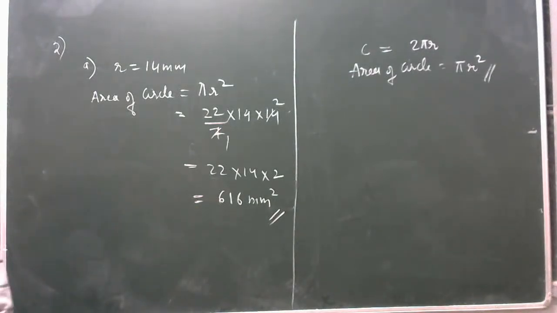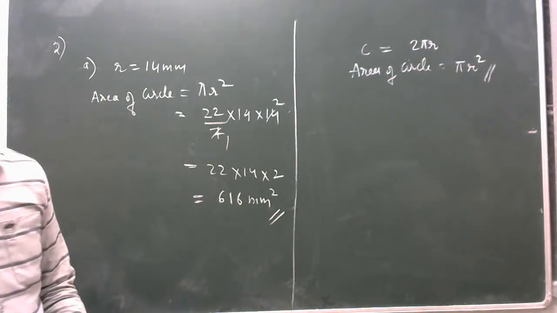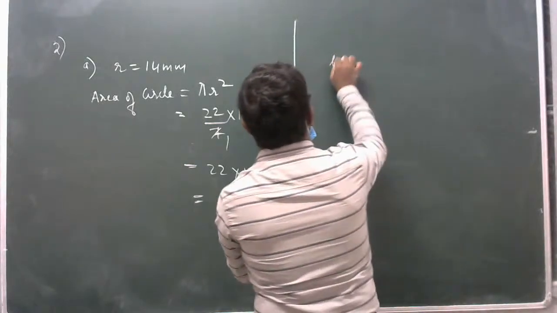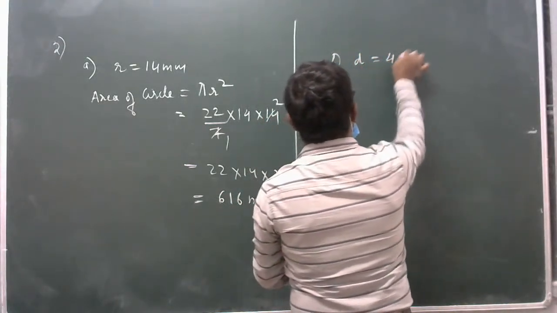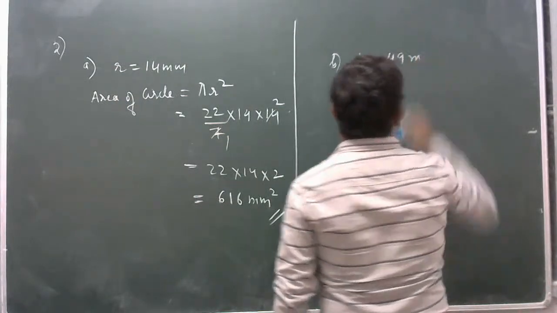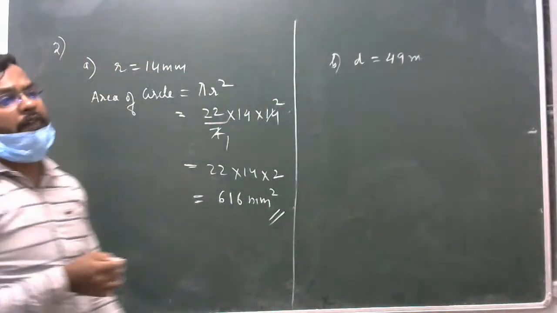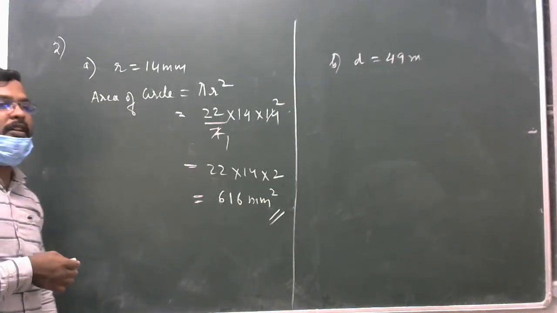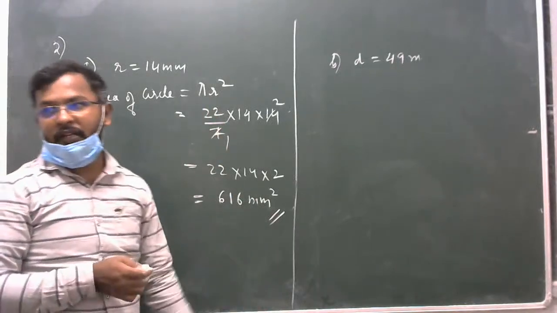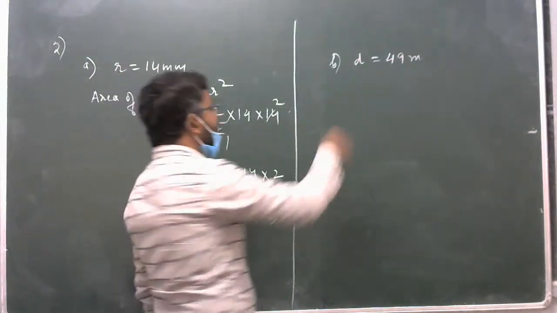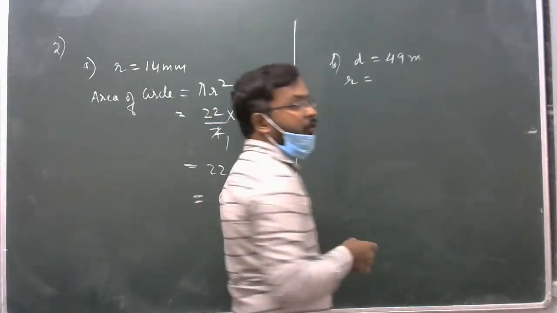Okay. Next one, they are given diameter 49 meter. What they are asking you to find? Area. And what is the formula for area of circle? Pi r square. But they are given diameter. So how we can find the radius here? Sir, we can do the diameter.